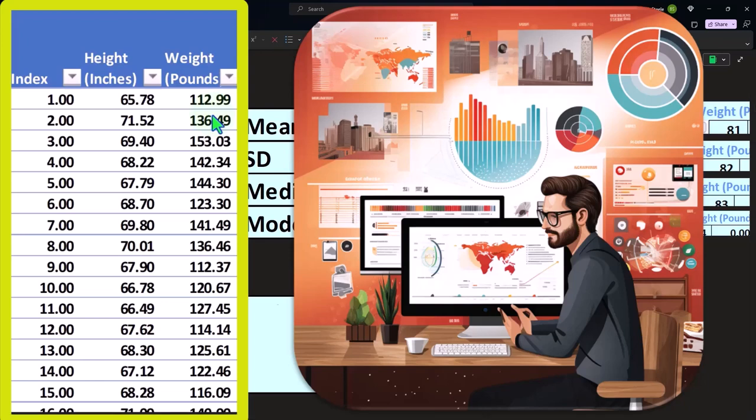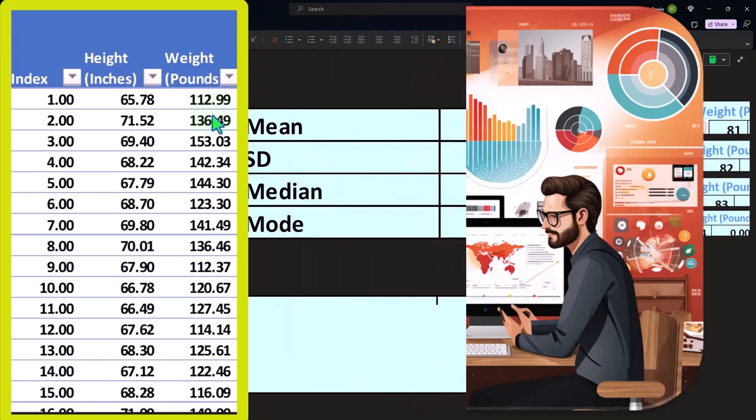It's unlikely they're going to hit 500 pounds. That would be quite heavy for an individual. But it's also unlikely it's going to go down to 0. So we probably don't want to start at 0. So where do we want to start?